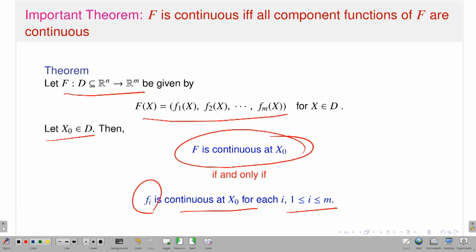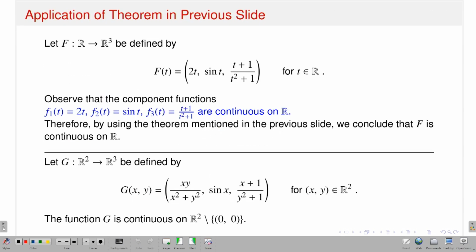Again, to check the continuity of some several variable functions, one can use this theorem very much. Okay. So, example applications of my last theorem. Define a function, say F from R to R3. Since it is taking values in R3, we expect 3 components. What are the components? This is the definition of my function.